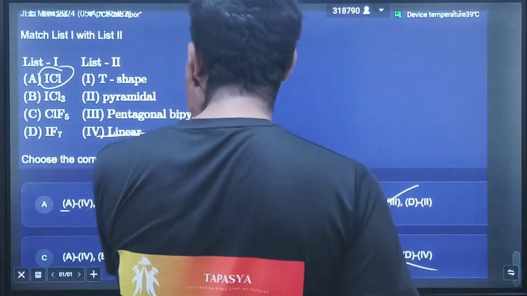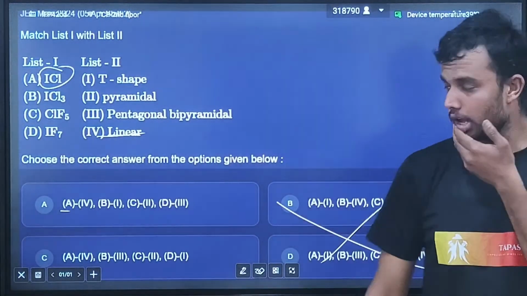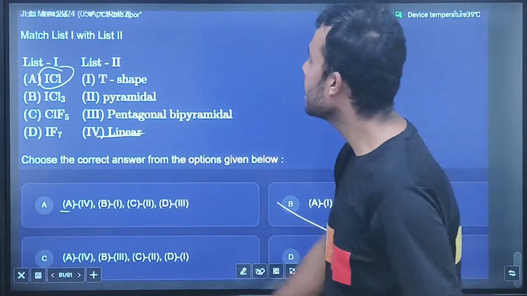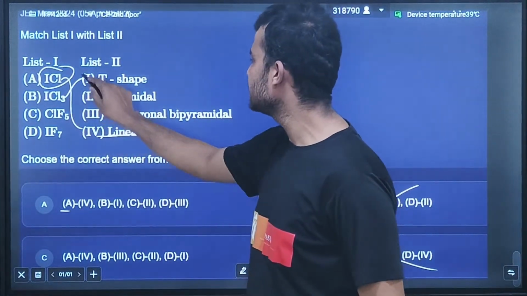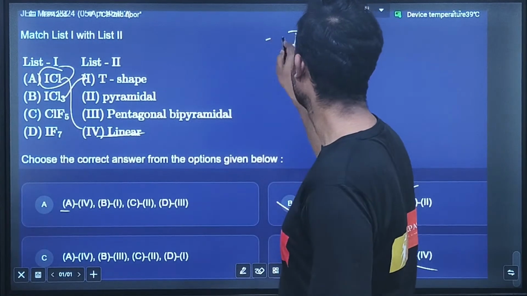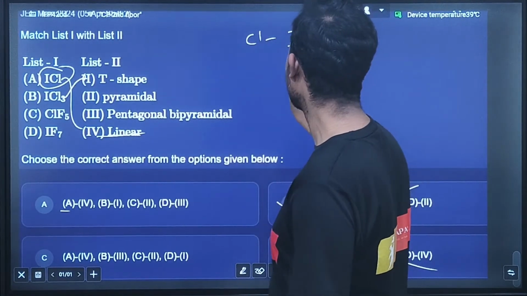Fast students. What is the answer? Your answer is very simple. A is linear. Then B has a T shape. ICl3 we already discussed, same as ClBr, BrCl3.